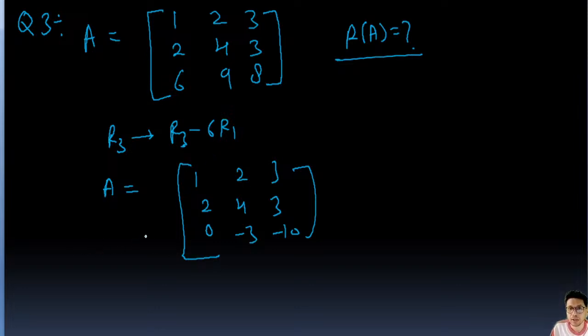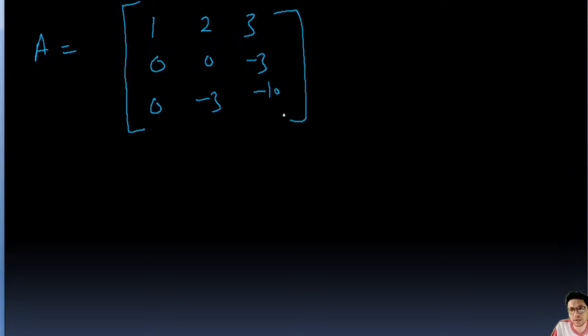Now the second operation we are going to do is on R2. In the second row we are going to do R2 minus 2R1. R2 minus 2R1 means this minus this. So this is going to be 0, and this is also going to be 0.